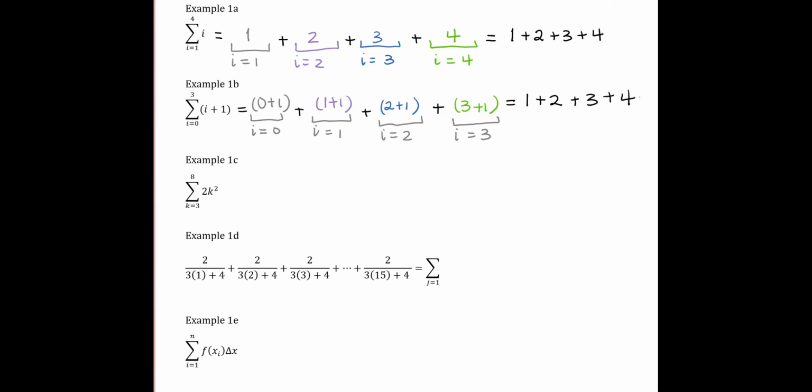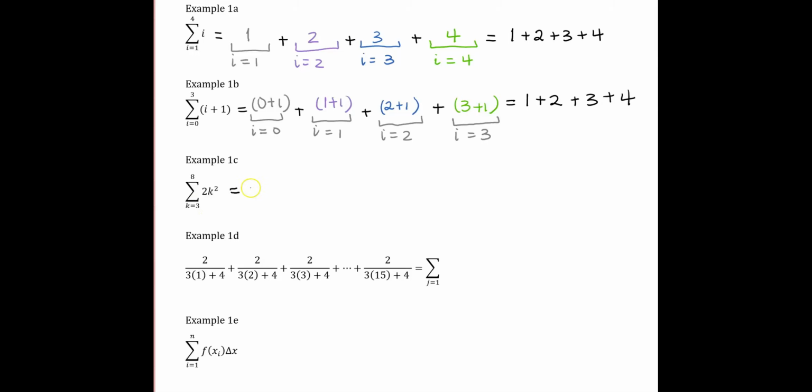So notice that in example 1a and 1b, the summations look different. They don't even have the same upper and lower bounds, but they're exactly the same thing. And so there are infinitely many different ways that you could write one summation by just playing with your indices and what you have as the ith term of your sum. Moving on to example 1c.